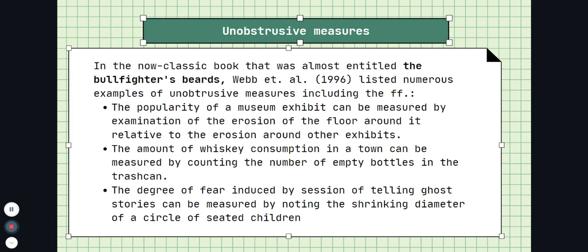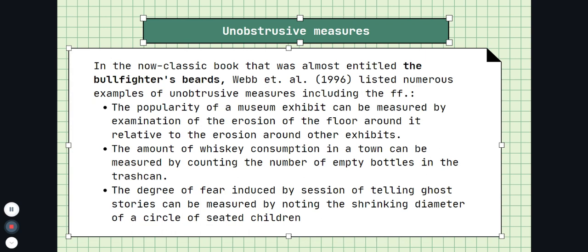In the now classic book that was almost entitled The Bullfighter's Beards, Webb et al. 1996 listed numerous examples of unobtrusive measures, which include the following. First, the popularity of a museum exhibit can be measured by the examination of the erosion of the floor around it relative to the erosion around other exhibits.